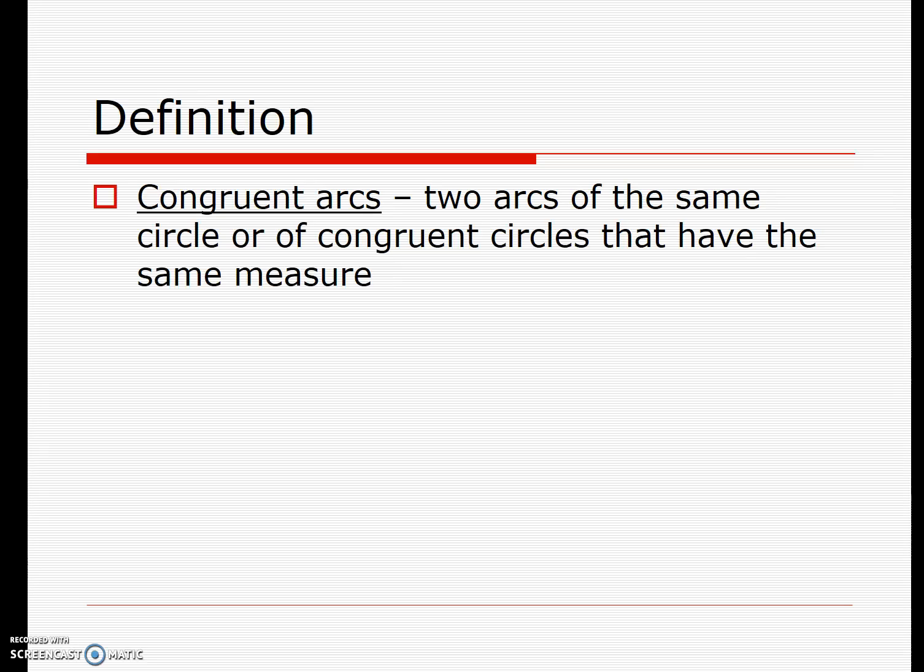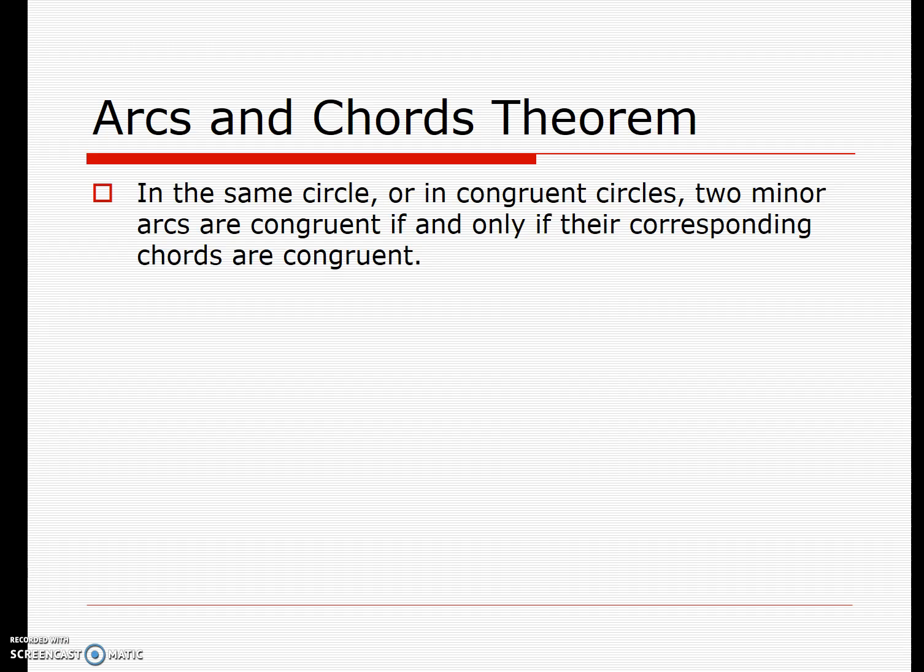We can identify congruent arcs based upon this now. These are 2 arcs that are in the same circle, or in congruent circles, and they have the same measure. Here's another theorem. Again, there's lots of them in this unit, which is why we're letting you use that cheat sheet. The arcs and chords theorem: in the same circle or in congruent circles, 2 minor arcs are congruent if and only if the corresponding chords are congruent.